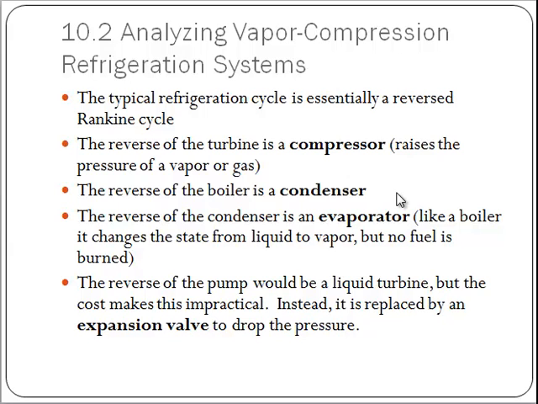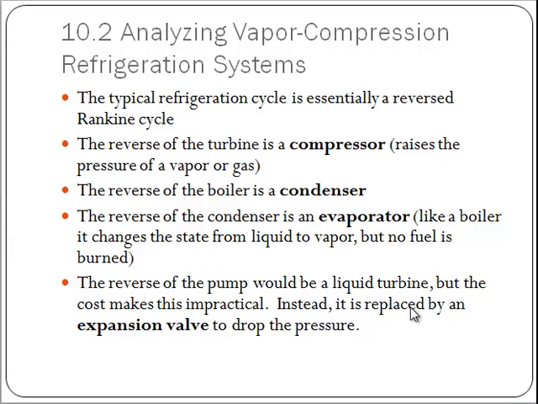A boiler, another key component of a Rankine cycle, took a liquid and turned it into a gas, adding heat. This time I'm going to take a gas and turn it into a liquid, removing heat. Now, the reverse of my condenser is going to be an evaporator. This is very similar to a boiler. It's going to change the state from liquid to a vapor, but the difference is a boiler requires fuel input, whereas an evaporator is going to do it just using ambient conditions, whatever the evaporator's ambient is. Maybe it's the inside of your refrigerator.